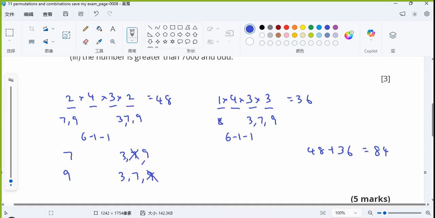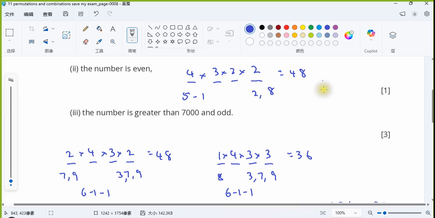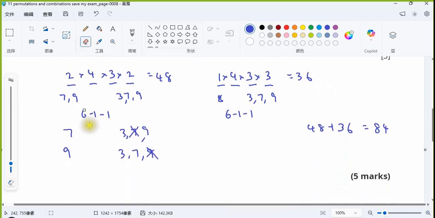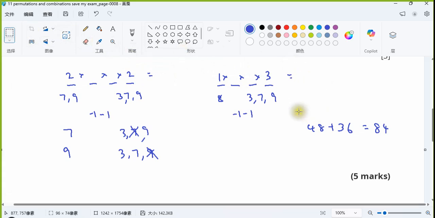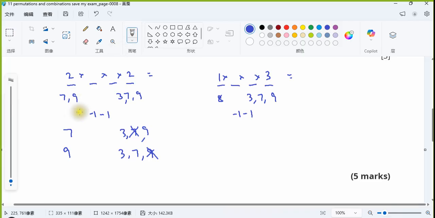Oh, wait, the n here is 5, so this should be 5 minus... no, so 5 minus 2, 3, 2, and then 3, 2. So 24, 18. So we have 24 plus 18, so it's 42.